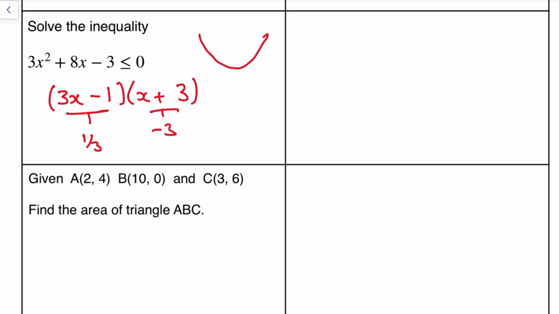Let's draw the thing. So that is minus 3 and that is a third. I want all values underneath, which means my answer is minus 3 less than x less than a third. And that's it, almost. Just realised that's a less than or equal to. The font is weird. So that's also a less than or equal to. That is now it. Question done.